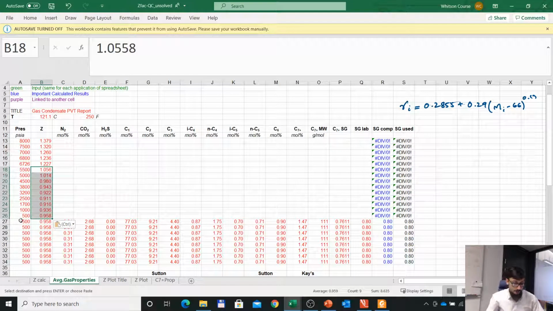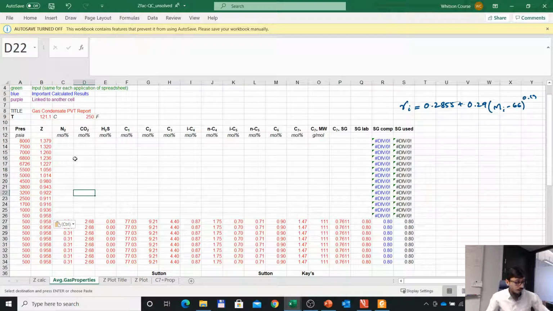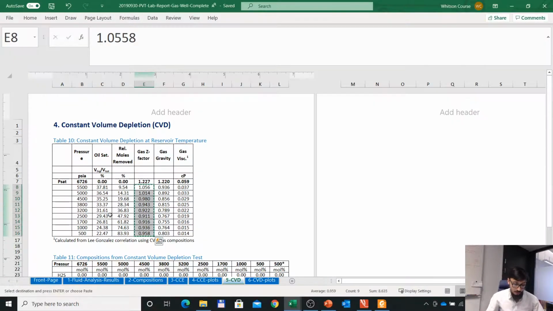Okay, and then we just keep the same values at all rows below, because if you have more rows, then you can still use this spreadsheet. So this is just to make the spreadsheet usable if you have more stages in either CCE or CVD. Now the next step is to enter the compositions.